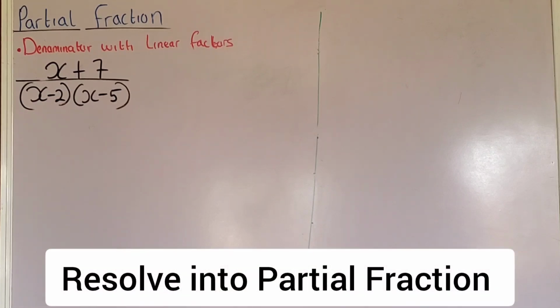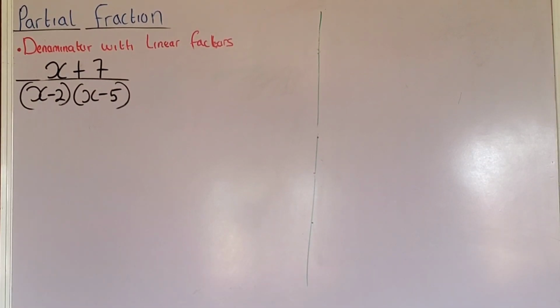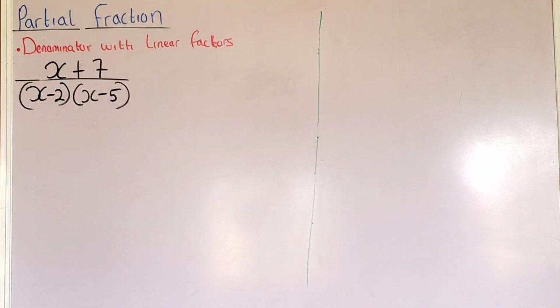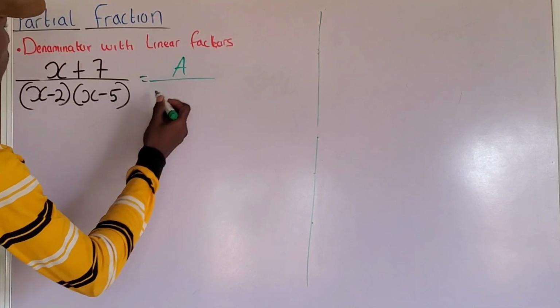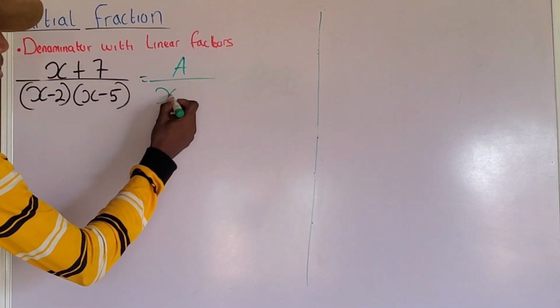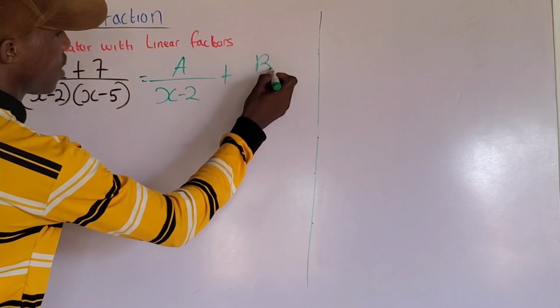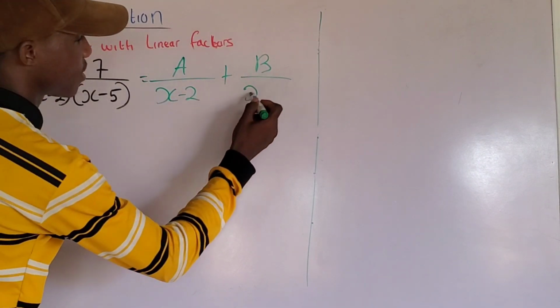Let's consider the question that we have on the board. We are asked to resolve (x + 7)/((x − 2)(x − 5)) into partial fractions. We've learned in the previous example that if we have a fraction that has two linear factors as its denominator, such a fraction will be resolved into this component: A over one of the factors, x − 2, plus B over the other factor, x − 5.